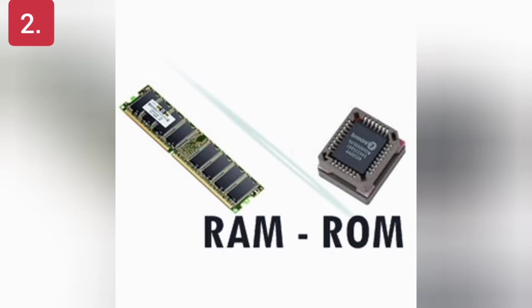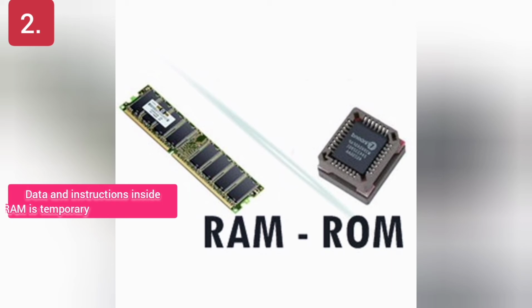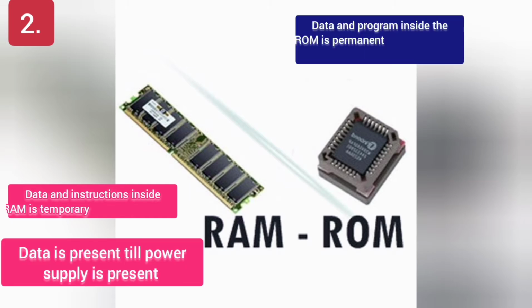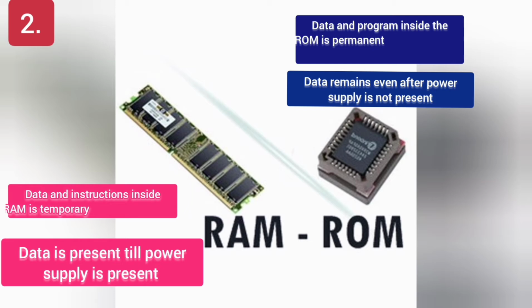Now second point is the storage of data and instructions inside RAM is temporary because in RAM data is present till power supply is present, whereas the storage of data and programs inside ROM is permanent because in ROM data remains even after power supply is not present.